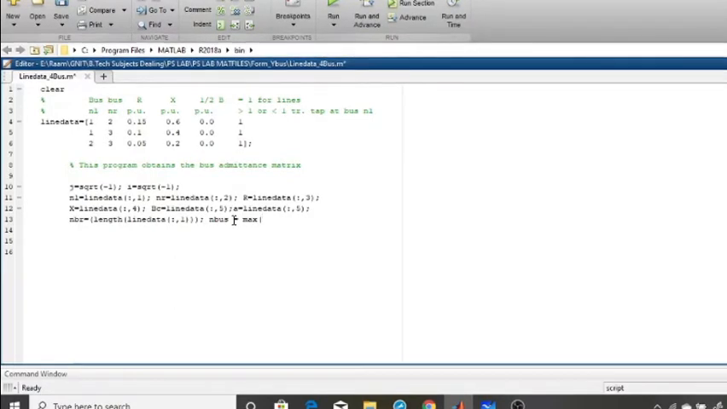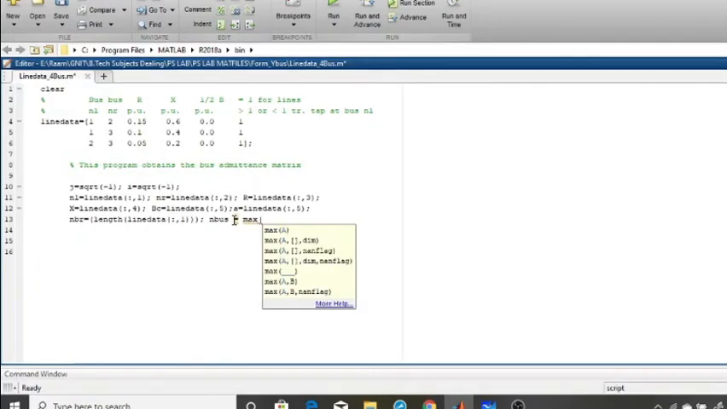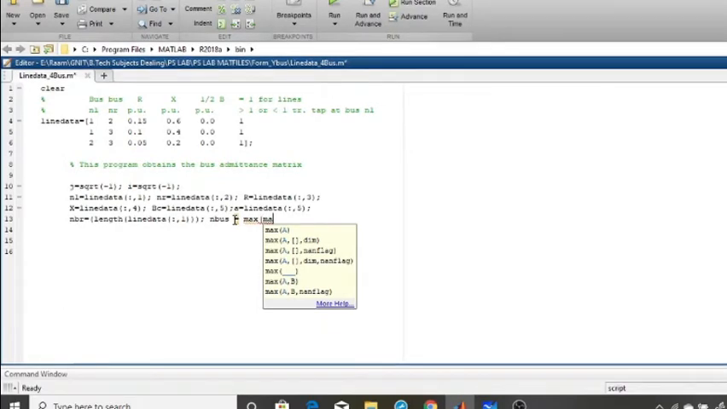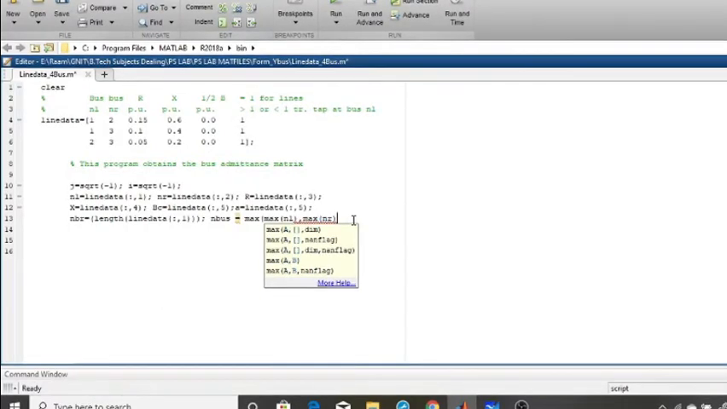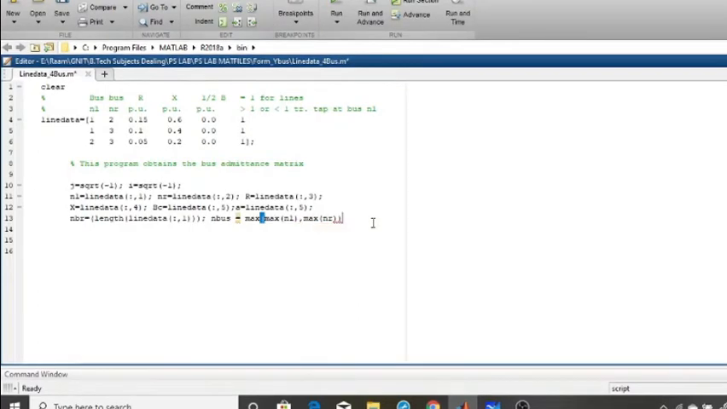So N bus is equal to maximum of NL comma NR. It is going to calculate the maximum bus number the power system network has. So you can write max of NL. What is max of NL in this case? 2, comma, max of NR, which is 3, and then close the brackets, semicolon.